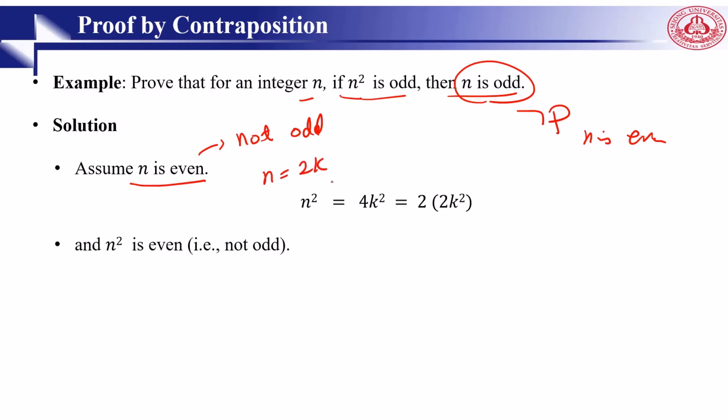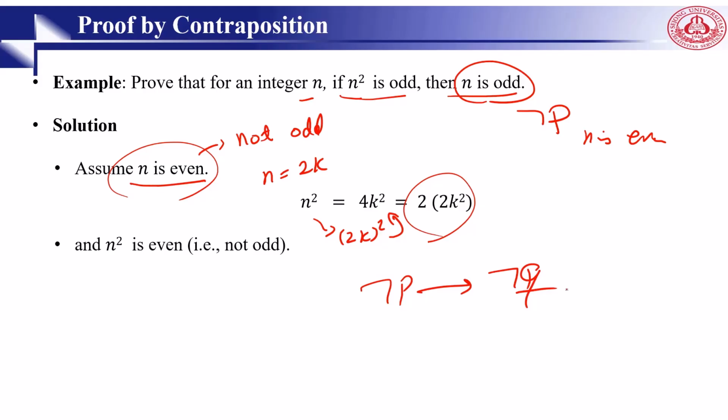So n squared, we put (2k) squared, right? So n squared means (2k) squared, which is 4k squared, and if we take this 2 outside, then it will be 2 times k squared. 2k squared is even, not odd, right? So we have shown that if n is even, n squared is even. Therefore, by contraposition, for n, if it is odd, n squared is odd. Not p, not q, then p, q. This is called contraposition.